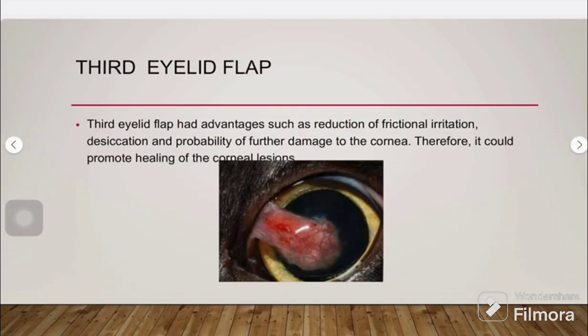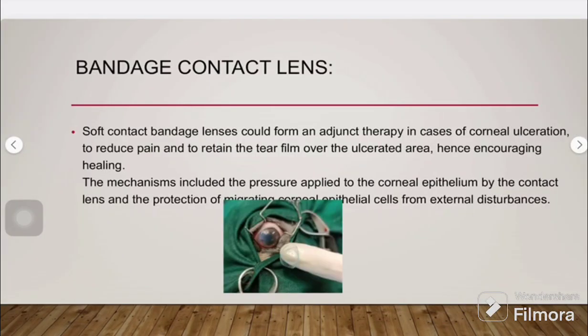We can also use a method called membranoplasty. What advantage does it have? It reduces the frictional irritation and desiccation and the probability of further damage to the cornea, and also it promotes healing of the corneal lesion. This is the third eyelid which is covered over the corneal ulcer, and as I told you, we can also use a bandage contact lens. So a soft contact bandage lens could form an adjuvant therapy in case of corneal ulceration.